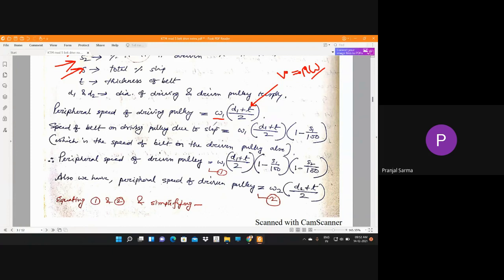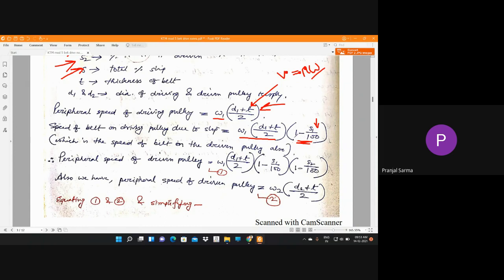Now we are saying that there is a slip on both sides. Because of that slip, how much will the speed of the belt on the driving pulley be? Initially, if there is no slip, it would have been the same as the peripheral speed of the driving pulley. But because of slip, we know it gets decreased, and by how much? We have considered s1 to be the percentage slip between them. So this remains the same, omega 1 into (d1 plus t) by 2, and this is the effect of slip: 1 minus s1 by 100. s1 is the percentage slip, that's why we have to consider s1 by 100.